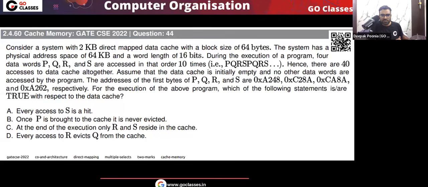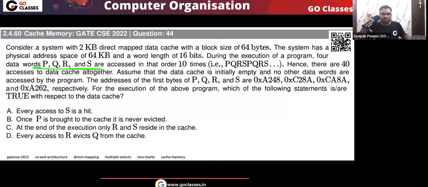So, this is a very simple question. Let me tell you. First of all, here you have a direct mapped cache. In a direct mapped cache, every memory block will map to a unique line. The second thing, this question is related to block replacement. You can see PQRS, PQRS, PQRS, like that. The program is accessing four words PQRS. But remember, these PQRS are not blocks. So whenever there is any question related to block replacement, first you find the block numbers.